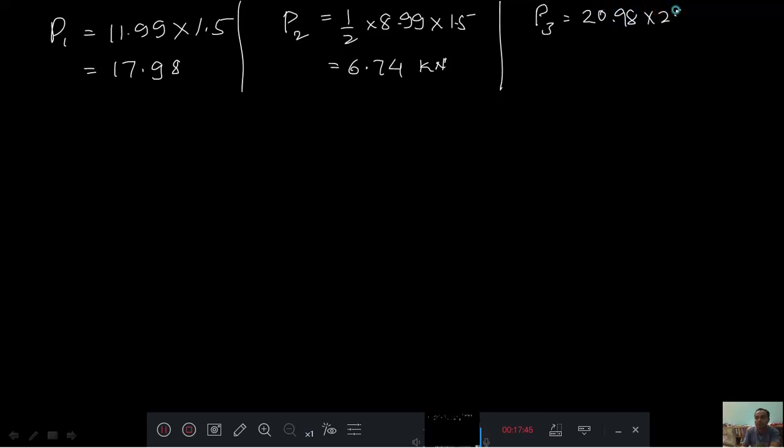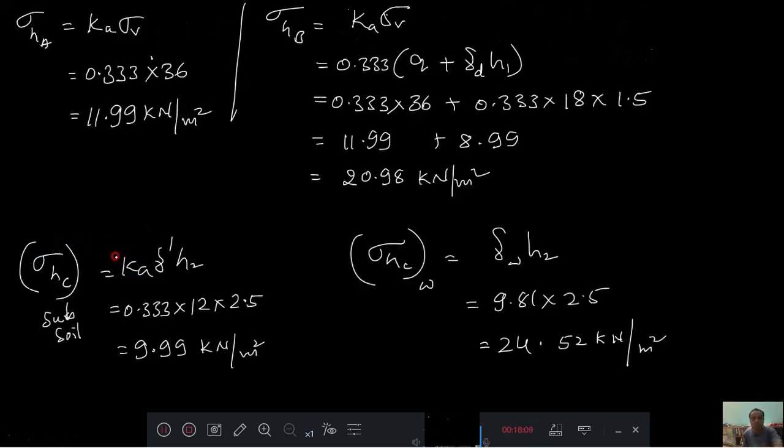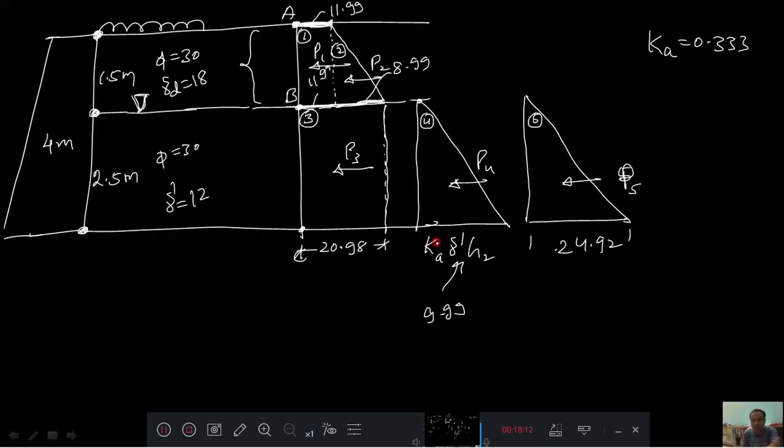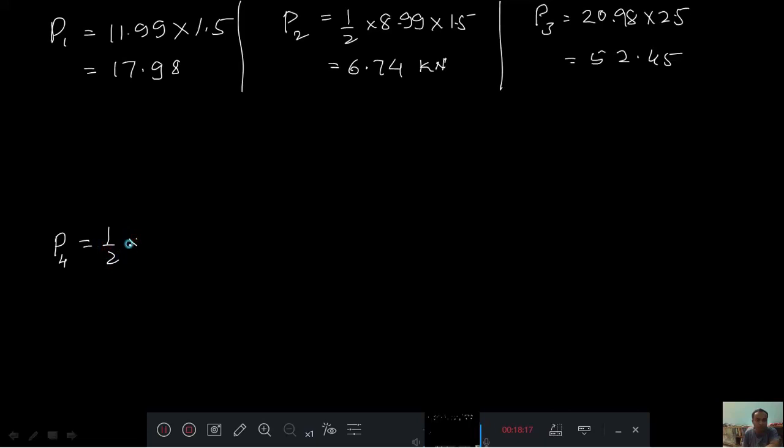20.98 into 2.5. In your examination, write one below the other, so that you can fill the pages. Don't write like this. 20.98 into 2.5 is 52.45. Then I will calculate P4. P4 will be equal to the first triangle, that is 9.99, therefore half into 9.99 into 2.5, that is 9.99 into 0.5 into 2.5, which is 12.48.